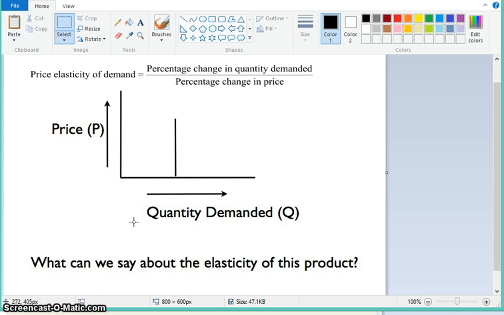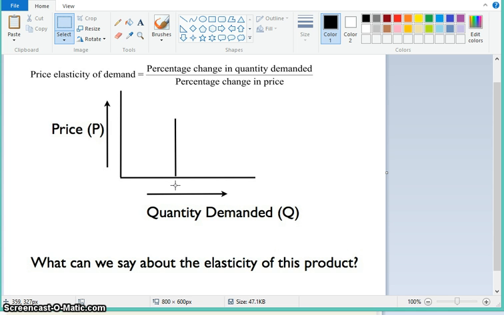Now, I'm going to talk, again, in generalities about this formula to try and help you think not so much about the math, but about the concept. So what could we say about the elasticity of this product? What do you think here? Is this more like apples, or is this more like insulin? Look at what happened. When the price went up, what happened to the quantity demanded? It did absolutely nothing. It stayed the same. No matter what the price was, the quantity was right here.